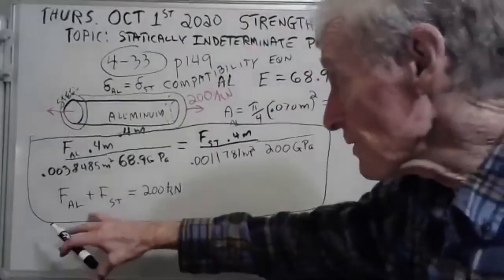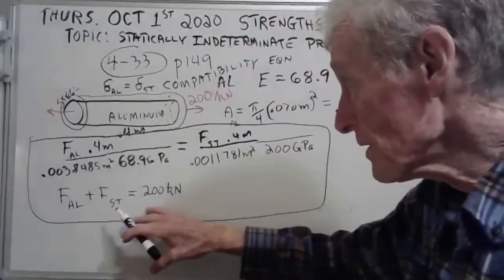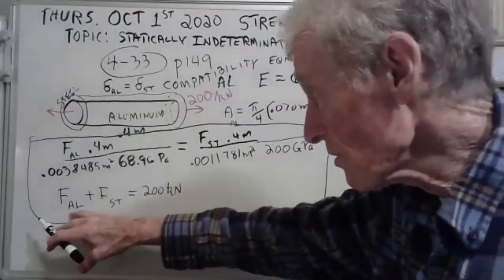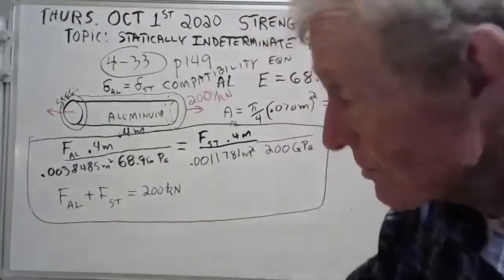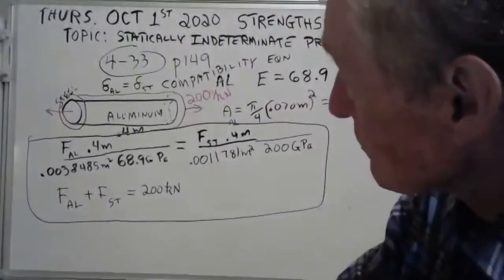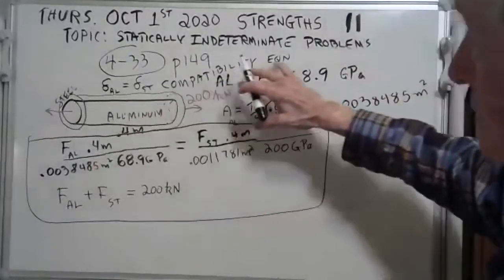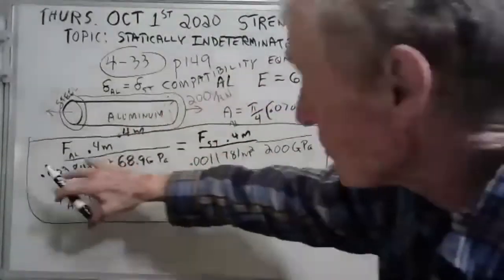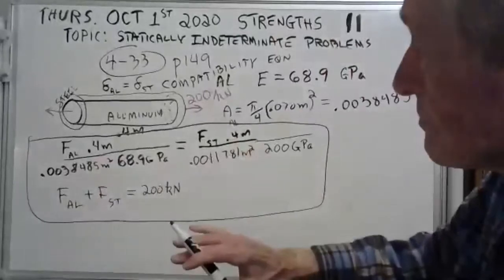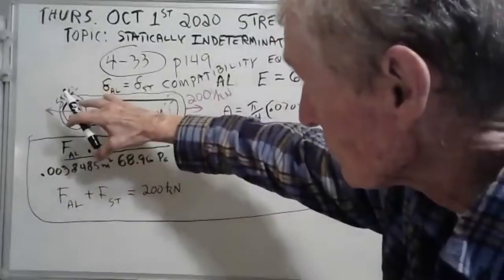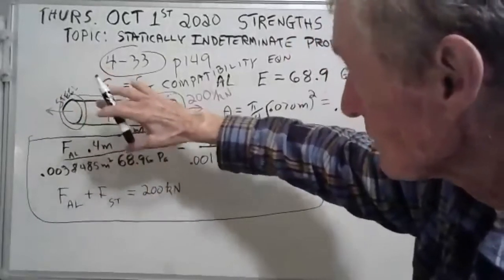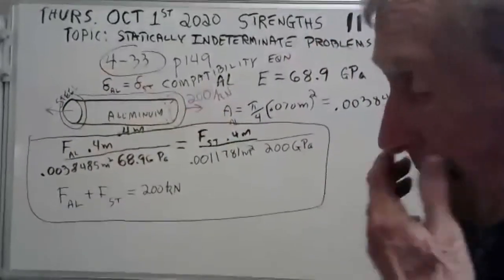See, before all we had was this one equation with two unknowns. You can't solve that alone. We need another equation. The other equation is called the compatibility equation. This is it. See, the compatibility equation says that the deformation of the aluminum is equal to the deformation of the steel. All right.